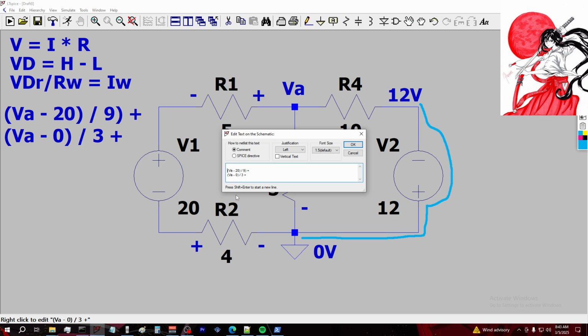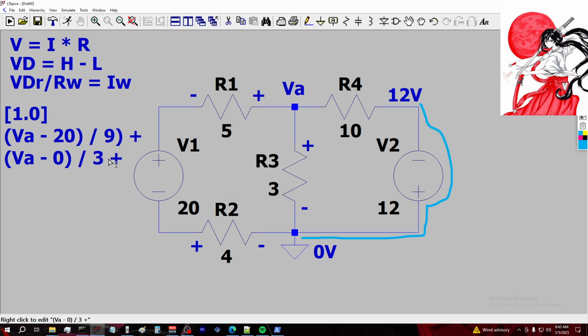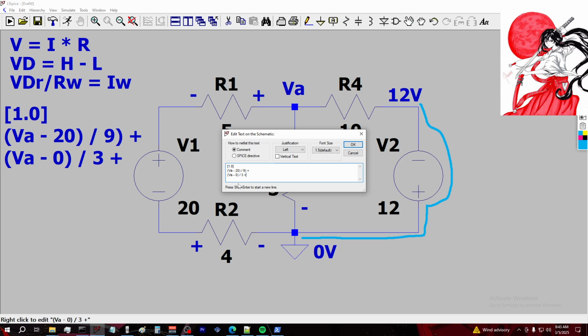Actually, I want to label this too as well, just so we're not getting confused. Label that 1.0. All right. So we're going to do VA, which is the voltage difference across that resistor, minus negative 12, because we just got a voltage drop there. When we went through this 20 volt, we got a voltage lift, because we know negative to positive is a voltage lift.